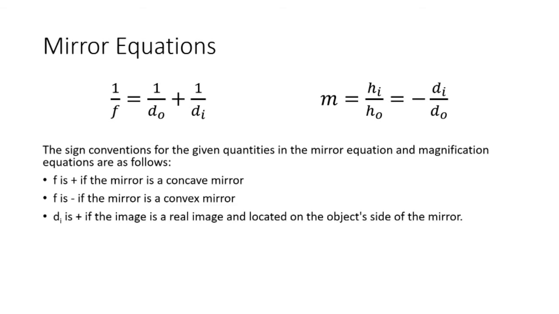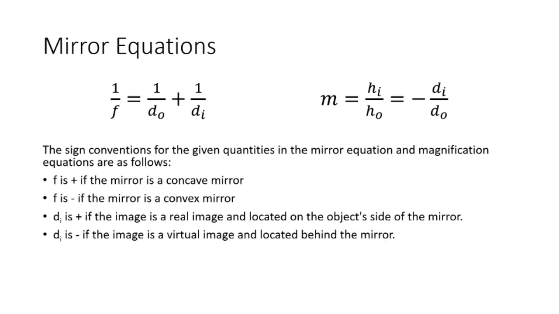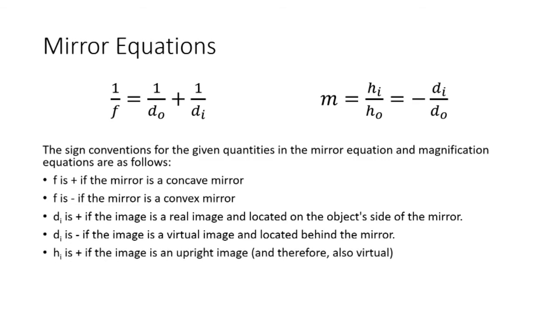The image distance is positive if the image is real, and it's negative if it's virtual. Real images for mirrors are on the same side as the object. Virtual images for mirrors are behind the mirror. Image height is positive if it's upright or virtual. Image height is negative if the image is inverted or if it's real.